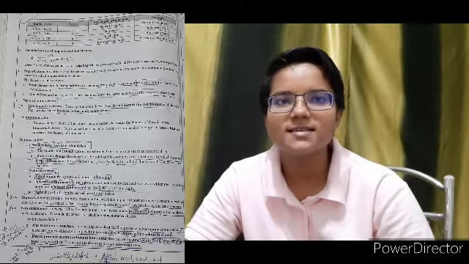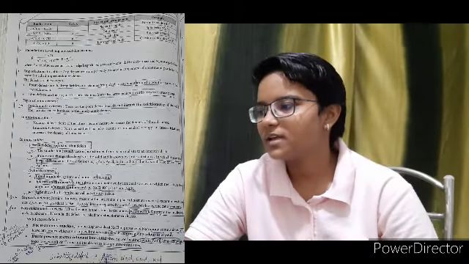When the radius ratio lies between 0.414 to 0.732, coordination number is 6. Structural arrangement is octahedral, and example is rock salt or NaCl. And when radius ratio lies between 0.732 to 1, coordination number is 8, and structural arrangement is body centered cubic, cesium chloride, CsCl.